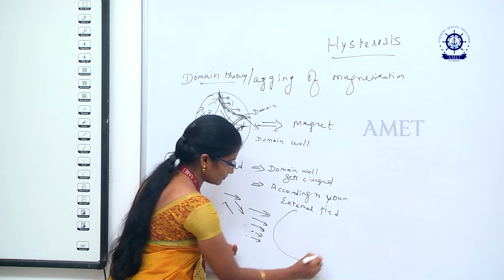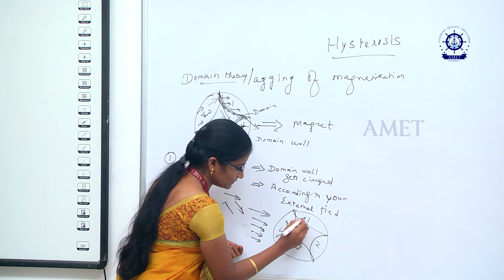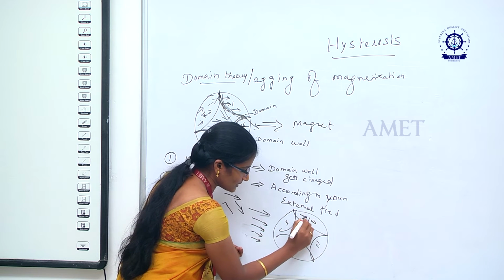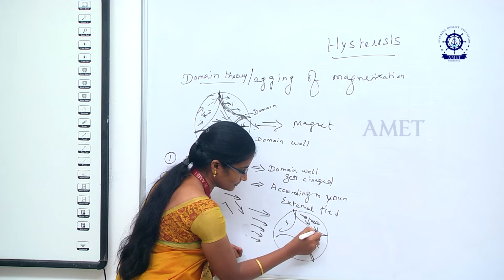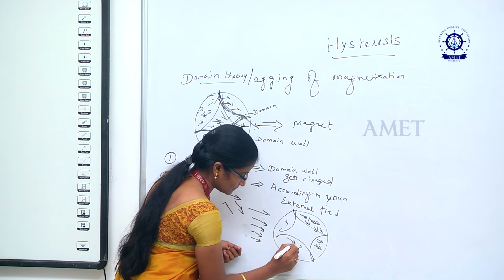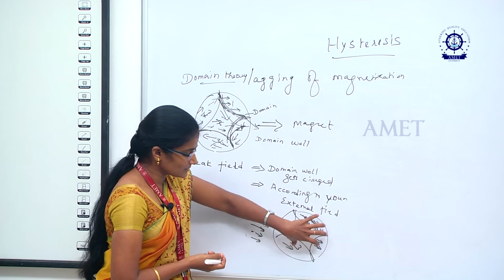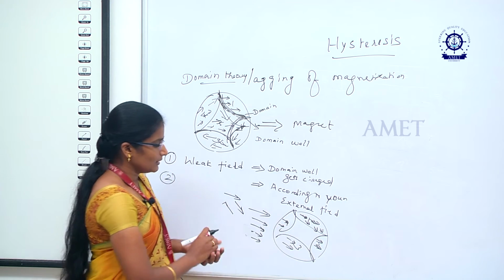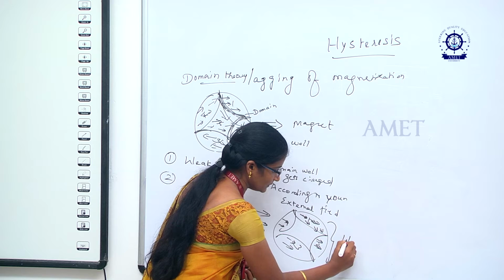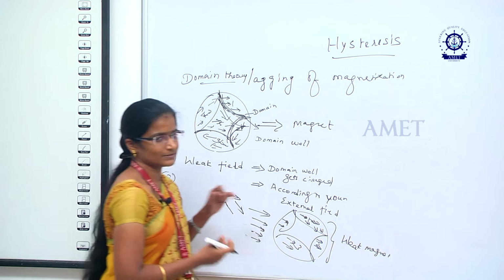Some of the spins means, in this domain some of the spins change their direction like this, the remaining like this. In this domain the direction changes like this, in this domain like this. So some of the spins change their direction according to your field. At that time it acts as a weak magnet. So this is the first process.